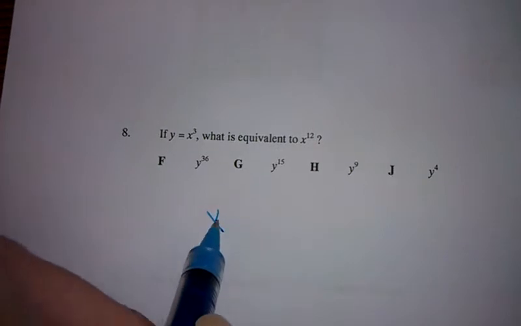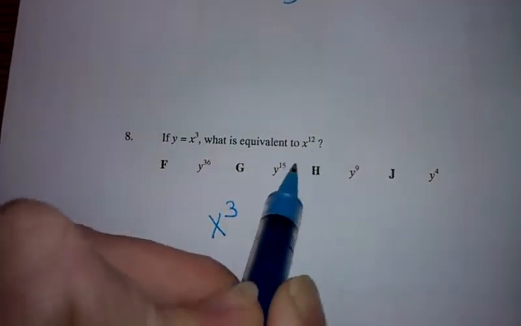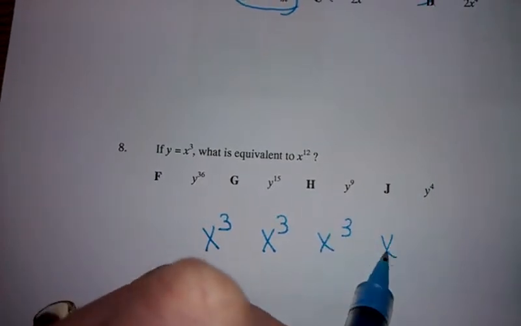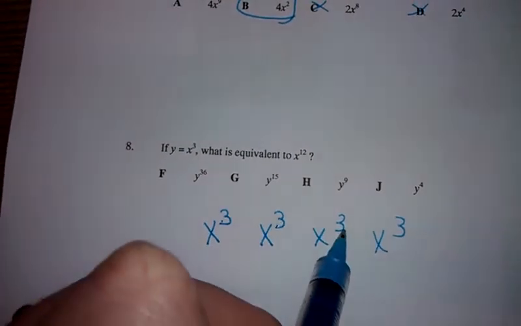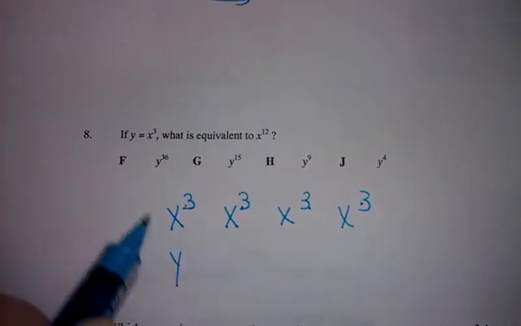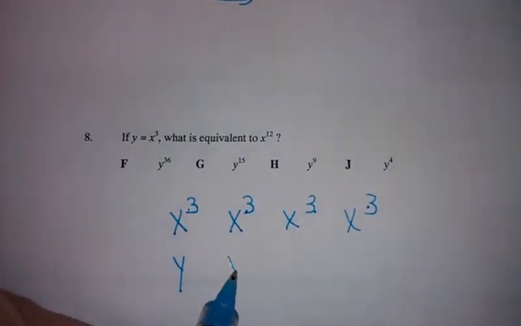This one says y equals x to the 3rd. What is equivalent to x to the 12th? Okay, so let's think about this. If I wrote all this out, if I had x to the third power, what would I have to have 12 of them? Well, I'd have 4 sets of this, because 3 plus 3 plus 3 plus 3 is 12. Every x to the third is the same as a y, is what this is saying.